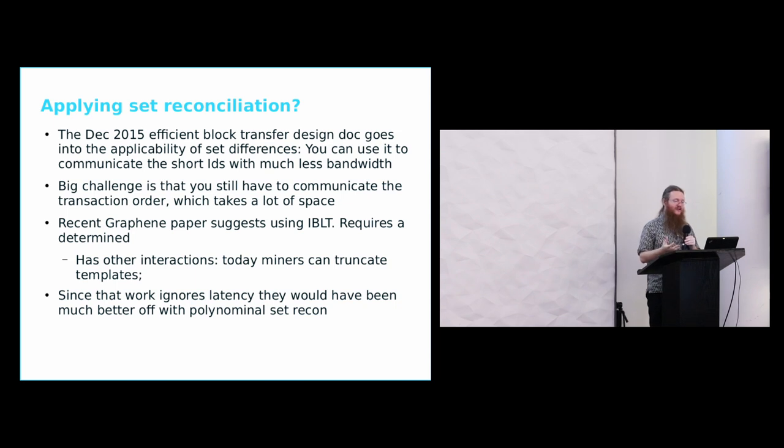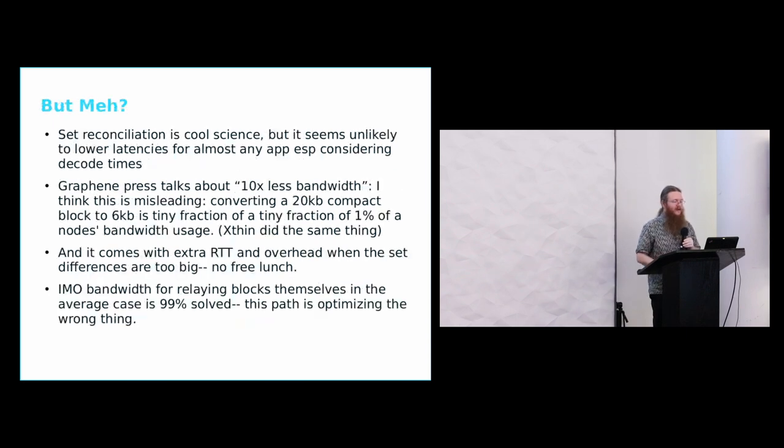But this technology doesn't really seem like it would lower latencies in any normal application of block propagation. And bandwidth's already basically solved. Any further improvement is shaving off fractions of a 1% or something like that. The Graphene press talked about 10x less bandwidth, but it means 10x less bandwidth than a compact block, which means that you're going to save in aggregate a couple hundred kilobytes a day on a node. So not that exciting.